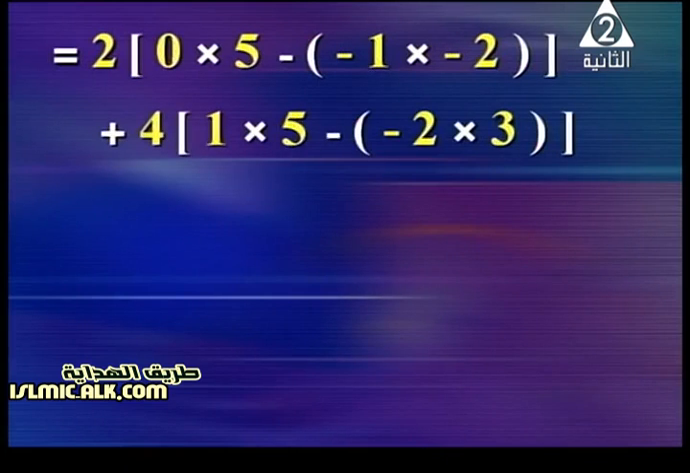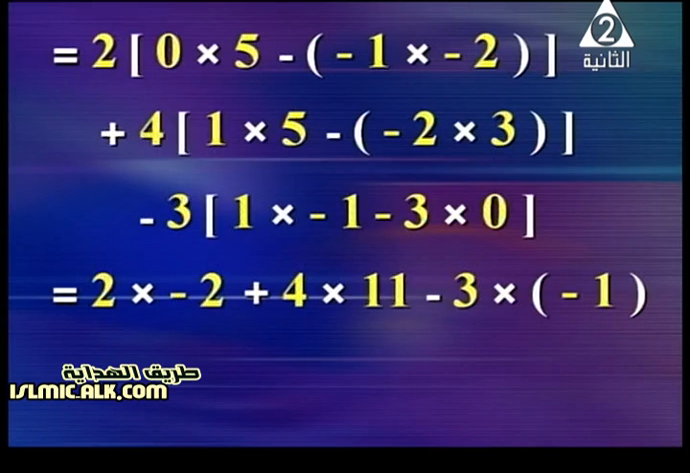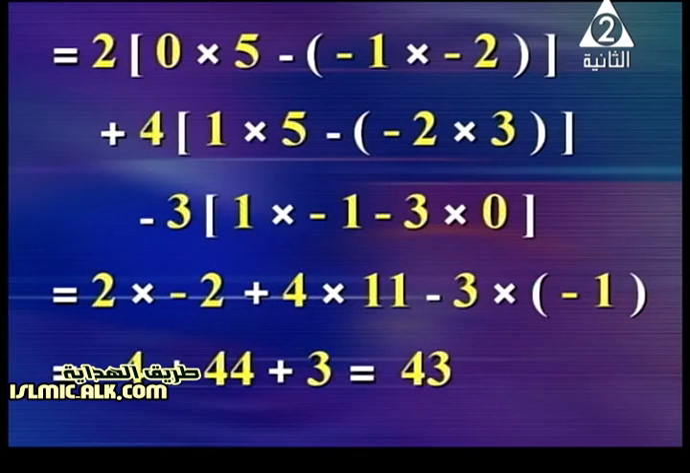The answer is 2 multiplied by 0 times 5 minus the bracket containing negative 1 times negative 2, plus 4 multiplied by 1 times 5 minus negative 2 times 3, minus 3 multiplied by 1 times negative 1 minus 3 times 0. The answer is 2 times negative 2 plus 4 times 11, minus 3 times negative 1. The answer is negative 4 plus 44 plus 3 equals 43.